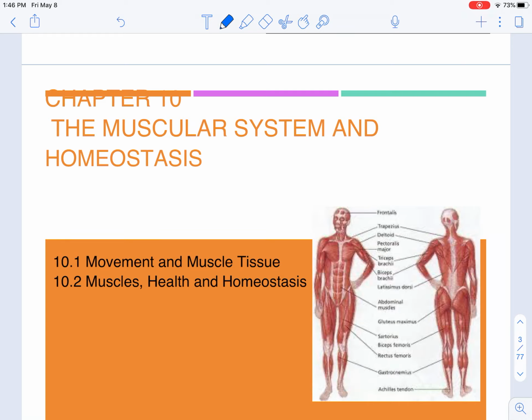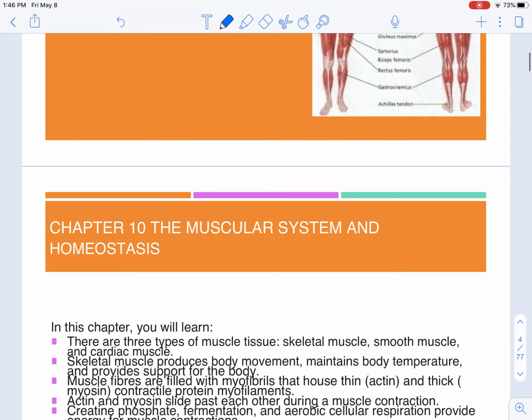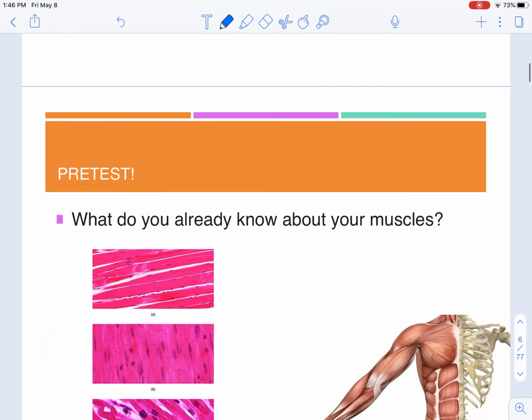B20 Chapter 10.1 today. 2 lessons in this chapter, so it's pretty quick. We're looking at structures of muscles in the human body for starters.